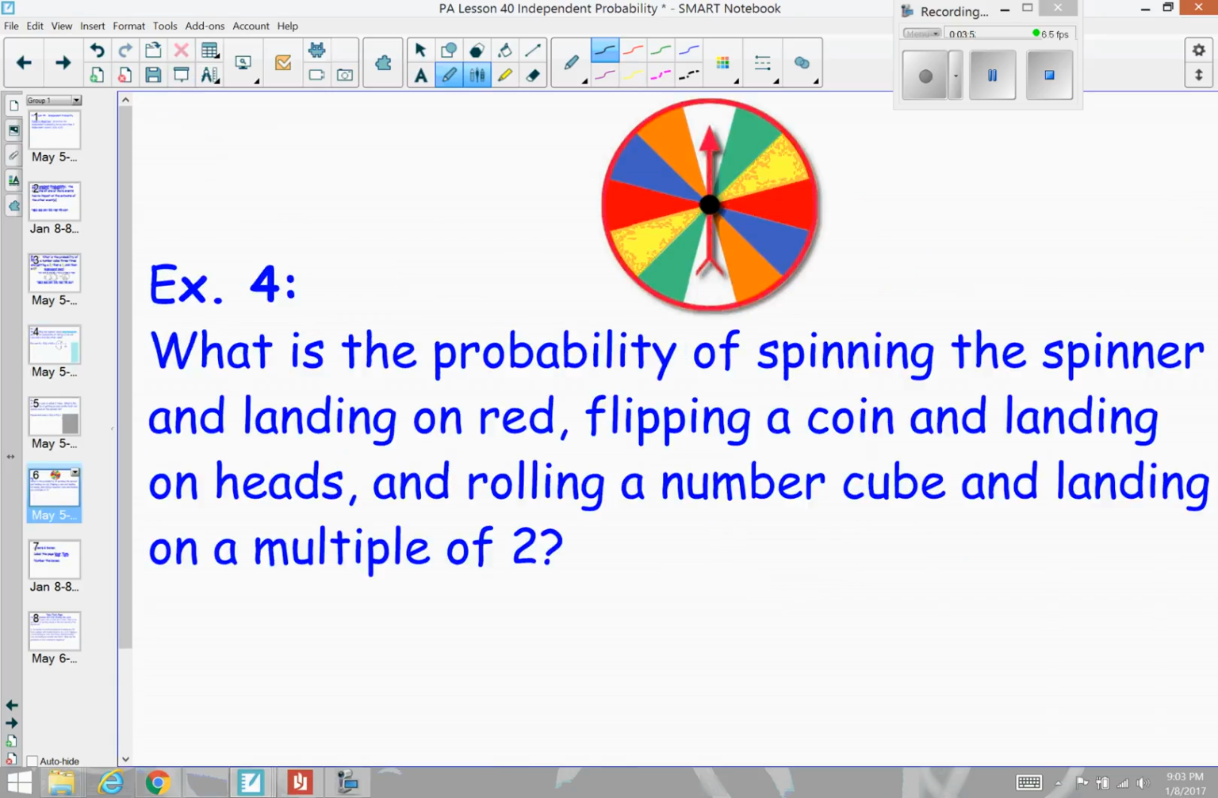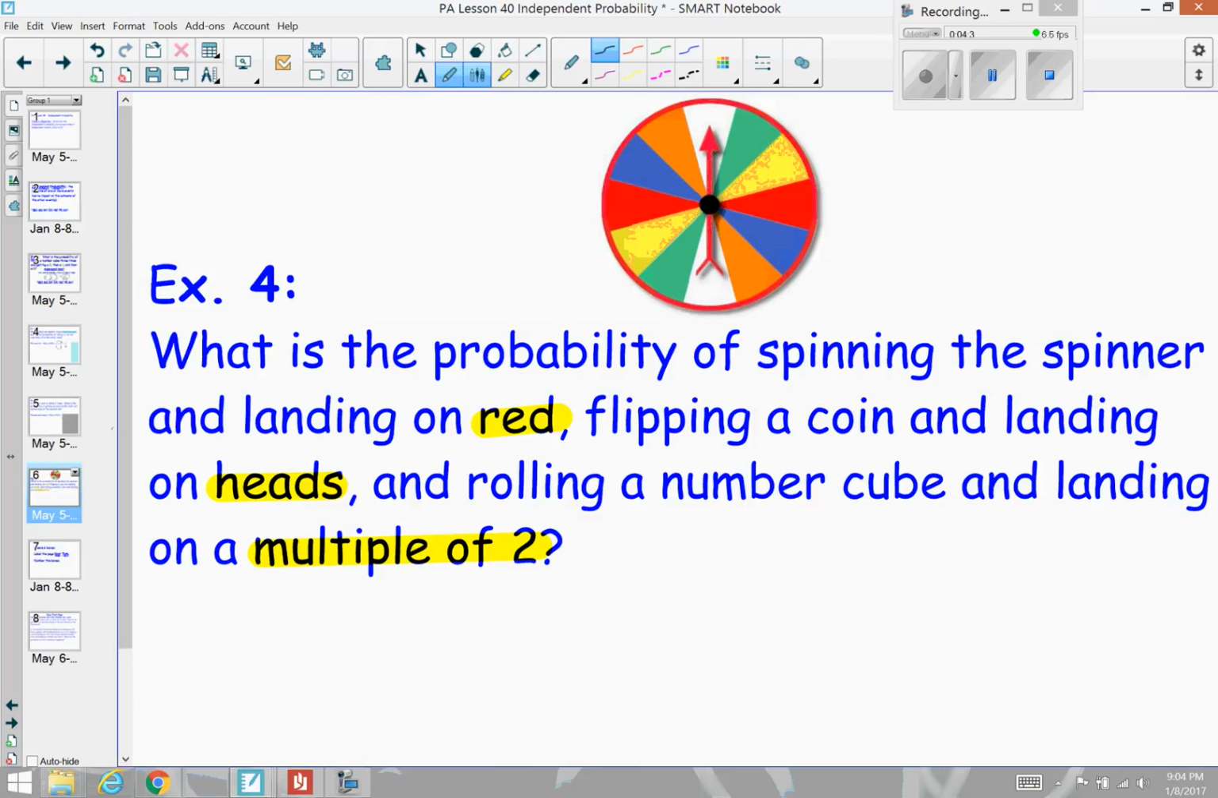In our last example, we're looking at the probability of getting a red on this spinner, flipping a coin and landing on heads, and rolling a number cube and landing on a multiple of 2. All right, so let me figure out what I'm doing again. I'm spinning the spinner and trying to land on a red, and then I'm flipping a coin and landing on heads, and rolling a number cube and landing on a multiple of 2. All right, let's figure out what the probability of these will be.